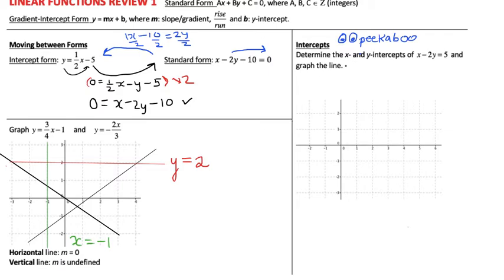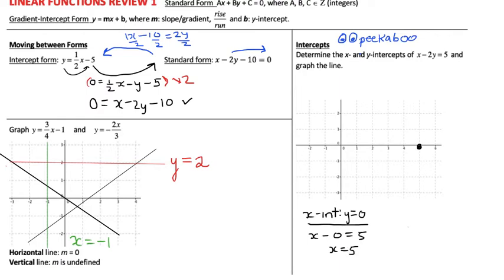Okay, the next one here, determining the x and the y intercepts algebraically. So this is useful as another method of graphing, okay? So for the x-intercept, you know that y is always 0. So we can just set 0 in here. And then we're going to have x minus 0. And so 5. And then there's our x-intercept at 5.